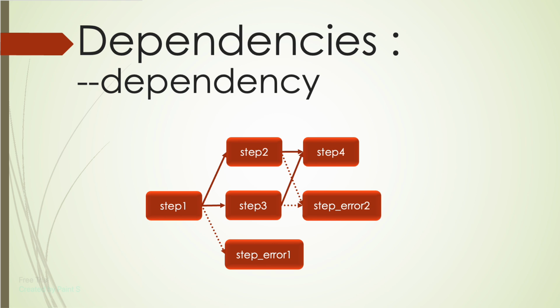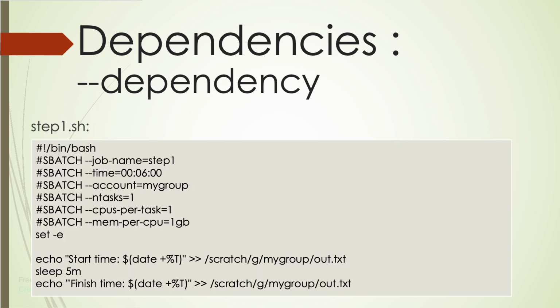Let's see how we would write the header of these files and how the submission and output would look like. This is the code of the first step of our pipeline. In this case, it should run without any errors. The script just prints the time when it started running in a file called out.txt, sleeps for 5 minutes, and then prints the time when it wakes up. This step has no dependencies, so we don't add anything to the header.